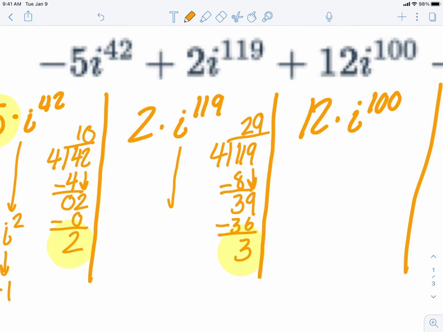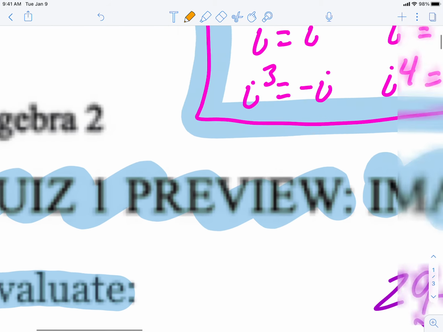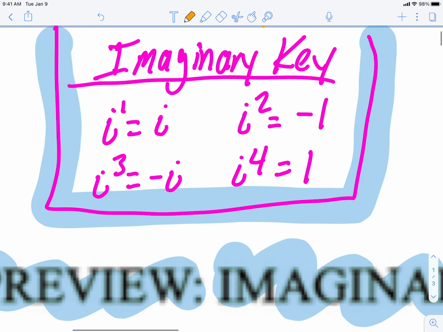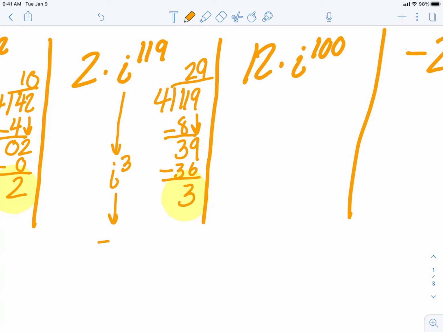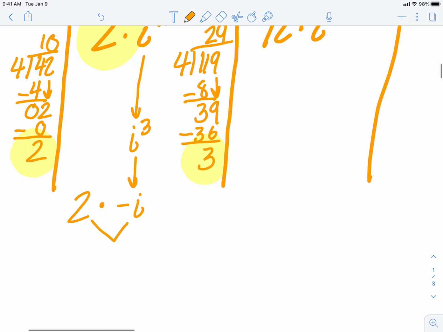So my new I, I'm going to get from the remainder, I to the power of 3. And how much is I to the power of 3? Well, I'm going to move on up here, and I see that I to the power of 3 is, boom, negative I right there, right? So this becomes negative I. My 2 times here just comes down. So 2 times negative I is a negative 2I.